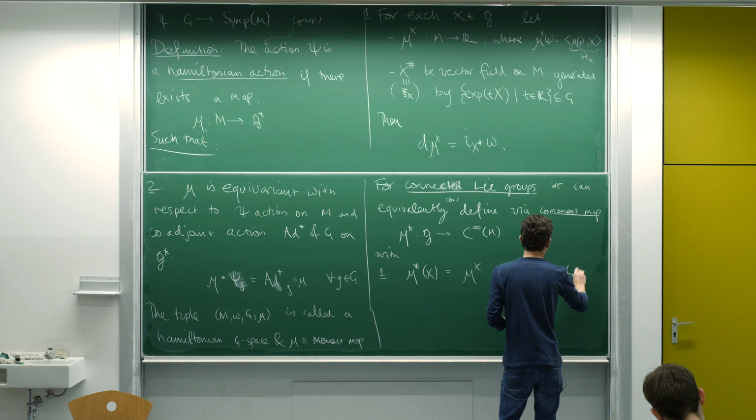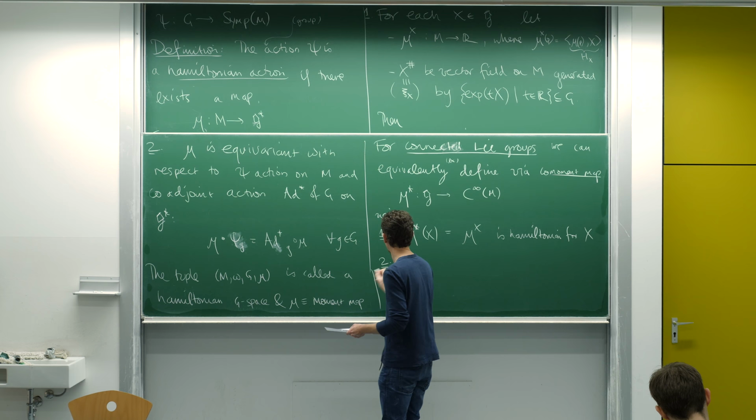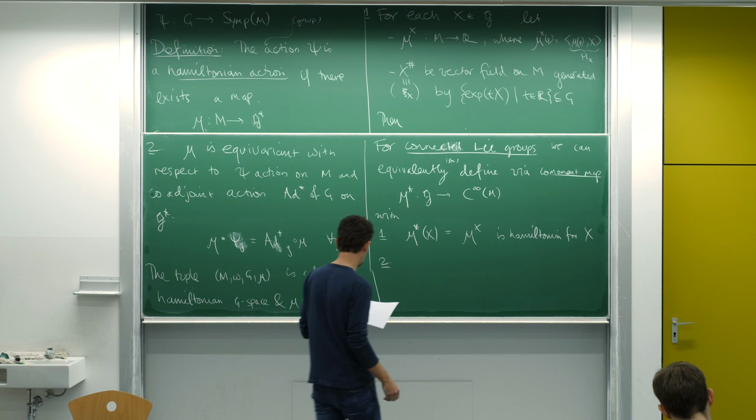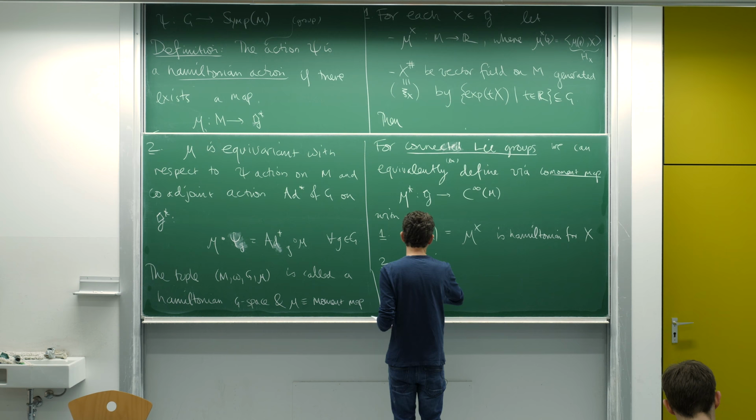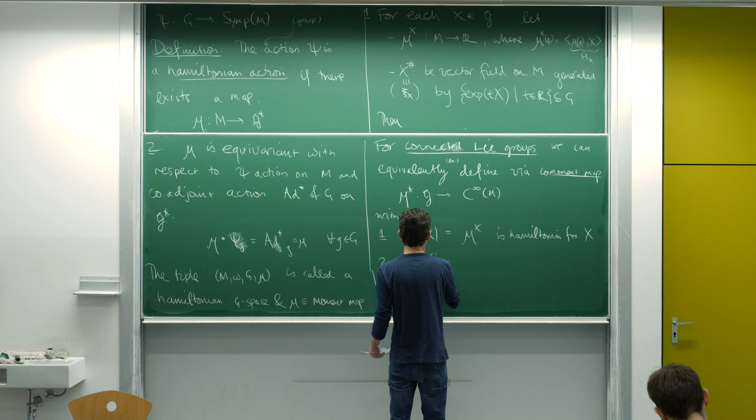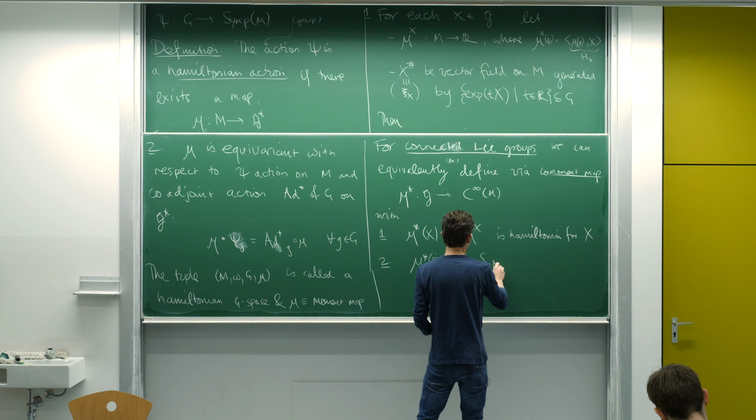And condition two is the one which I referred to as the inverse Noether theorem: if you evaluate this co-moment map on a commutator, then that becomes a Poisson bracket of these functions.